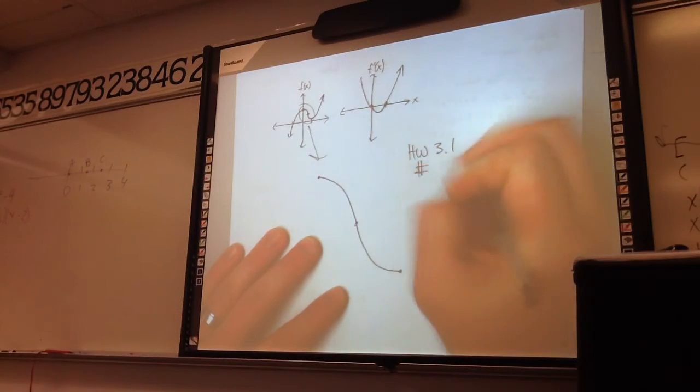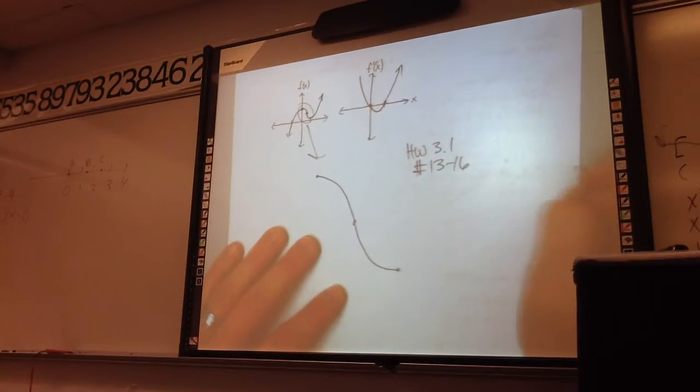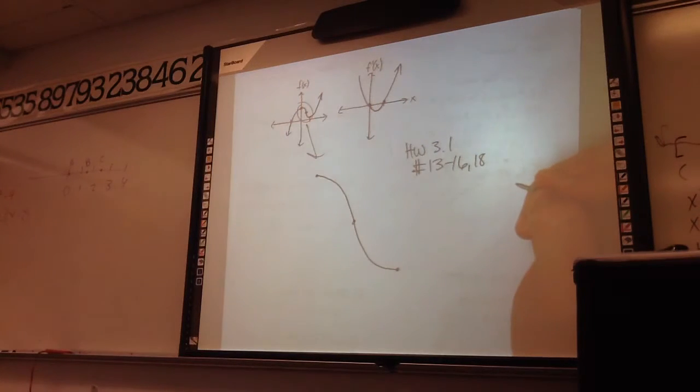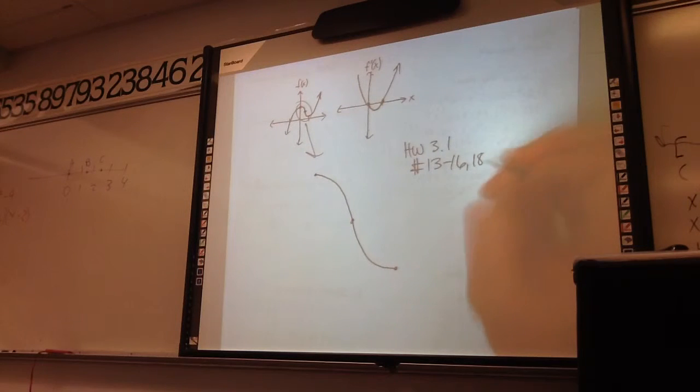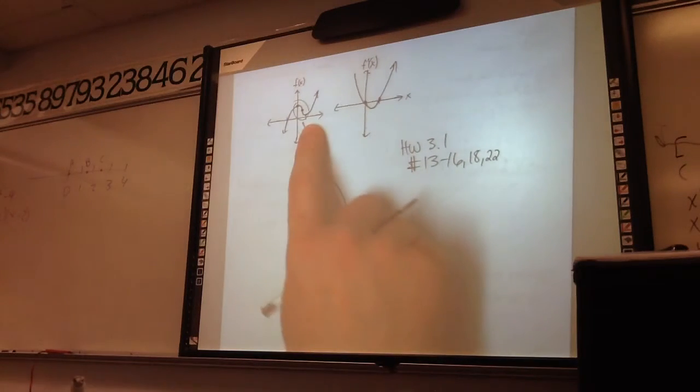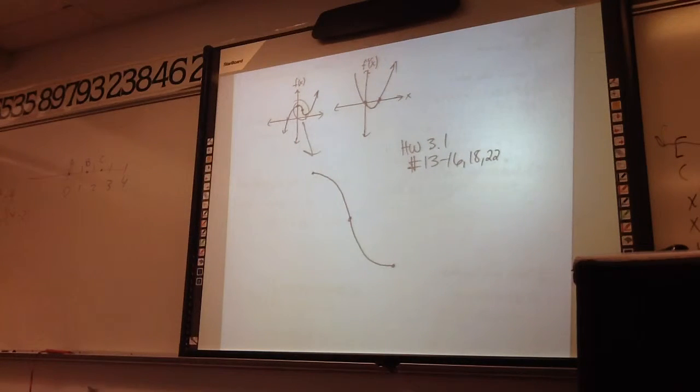Homework: 3.1, number 13 through 16. Those are matching a graph to its derivative. 18 is kind of like yesterday. 22, you have to draw. So 22, you do have to draw it. It's just like we did. It's almost the same. We'll hold off on the rest.